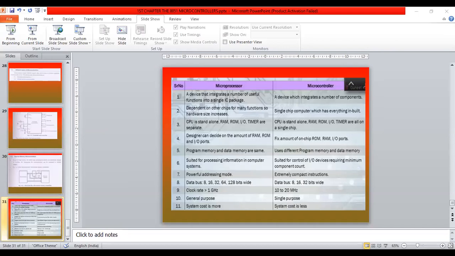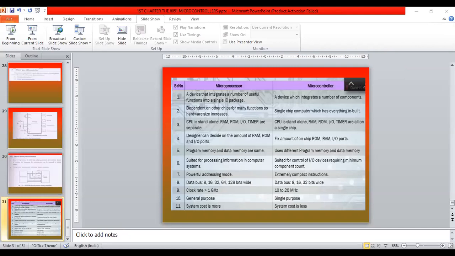A microprocessor is used for general purpose, whereas a microcontroller is used for a single purpose. If I summarize the comparison between the microprocessor and microcontroller, a microprocessor is a chip that is dependent on other chips, which means we have to add other devices also. But a microcontroller is a single chip.